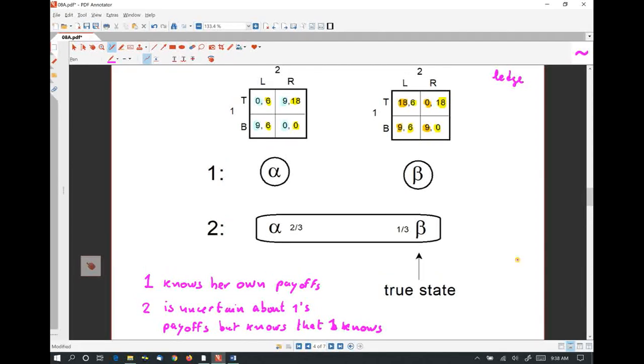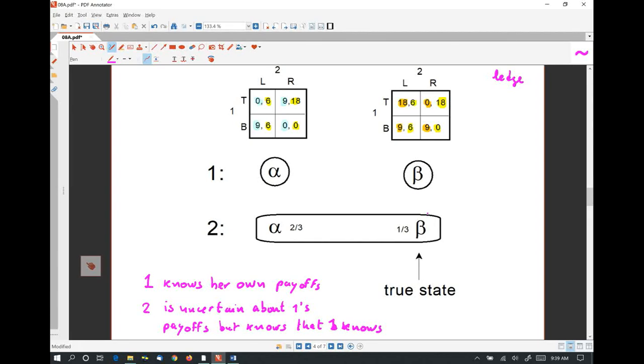Now, as external observers or as modelers, we want to know what the true payoffs of player 1 are, right? And that's why we designate one state as the true state. In this case, I designated state beta as the true state, meaning that, in fact, the players are playing the game associated with state beta, where the payoffs of player 1 are 18, 0, 9, 9. Player 1 knows this, player 2 doesn't.